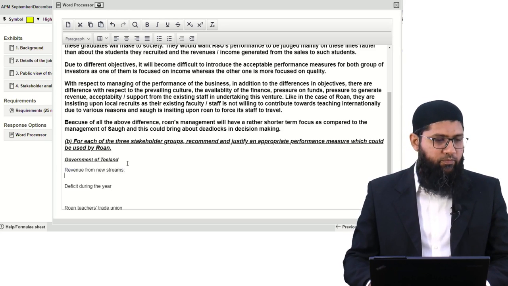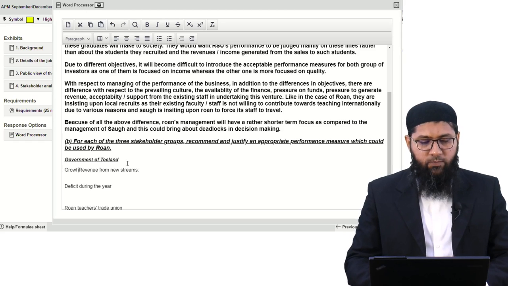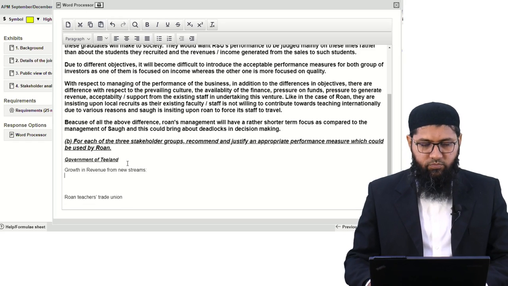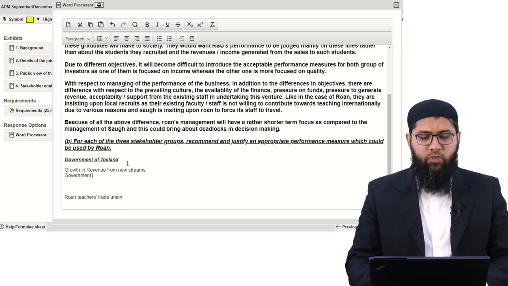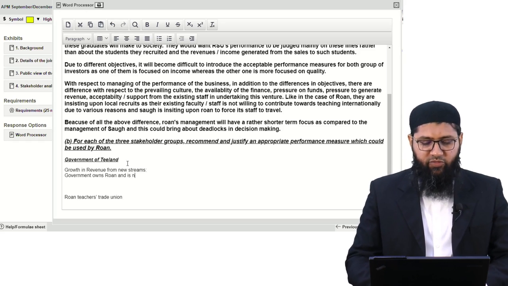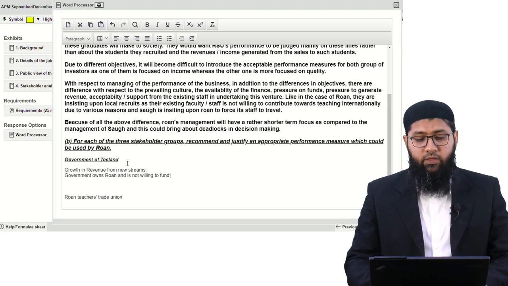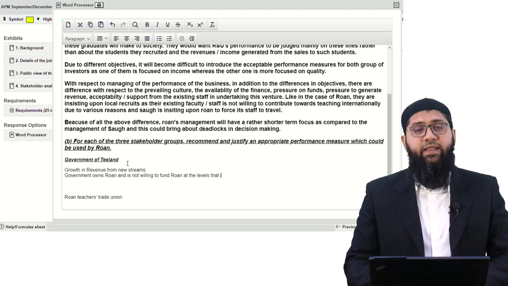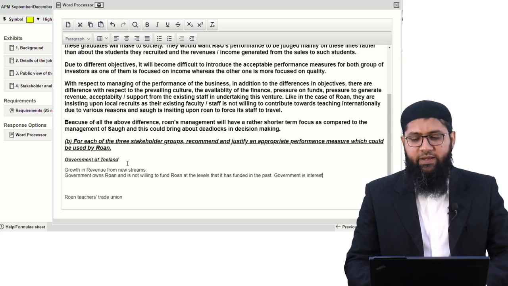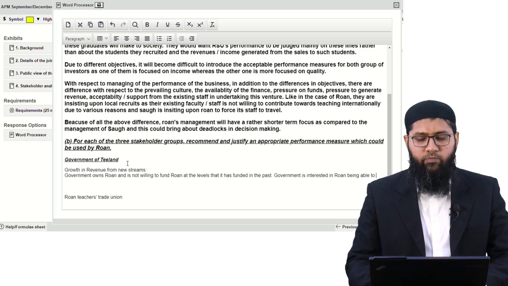Revenue from new streams. Or yes, the growth in revenue from new streams. What are you going to do? You're going to say that, look, the government owns Roan and is not willing to fund Roan at the levels that it has funded in the past. Government is interested in Roan being able to generate revenue from alternate income streams.